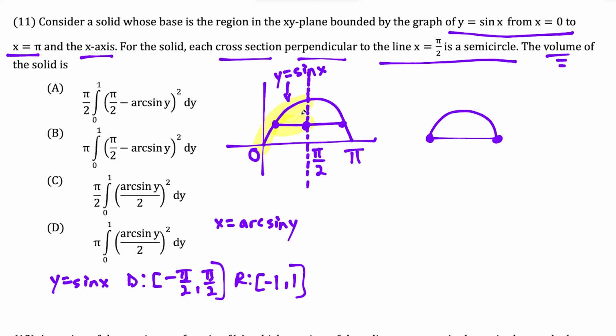So we're going to describe the radius of each of these semicircles. So this equation over here, we're going to rename it in terms of x. So this is going to be x equals arc sine of y. And then we have this equation over here, x equals pi over 2. So now we're going to use the right minus left concept. The radius of each of these semicircles, we could say, is pi over 2 minus arc sine y.